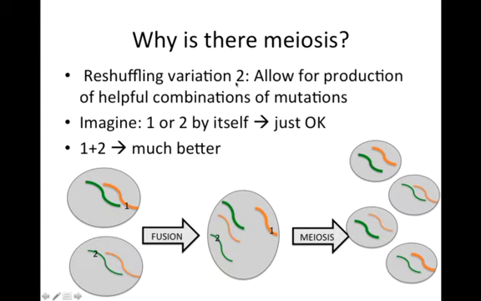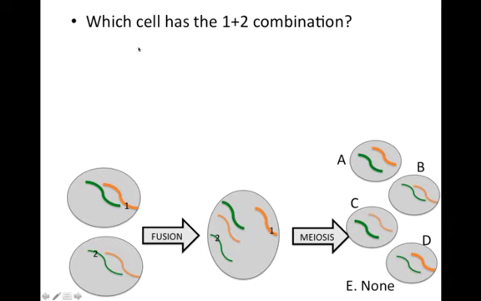Okay, well, now I'm going to make a second argument. So again, we're going to follow two mutations, but I'm just going to point out that it allows for different helpful combinations of mutations. So now we're not going to talk about harmful ones, but let's imagine that mutation 1 or mutation 2 by themselves, they're okay, they're fine. But that mutation 1 and 2 together are going to increase fitness of a cell. Okay, so now let's trace out what we expect to see. So which of these cells has the combination of 1 plus 2? Go ahead and pause if you'd like to take a moment.